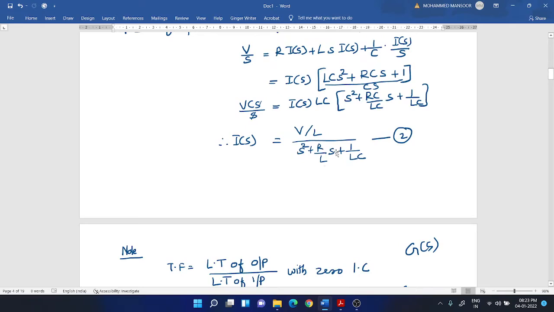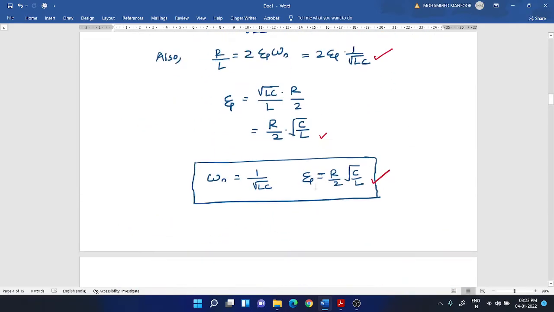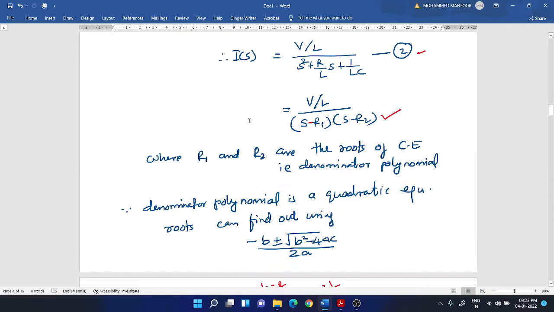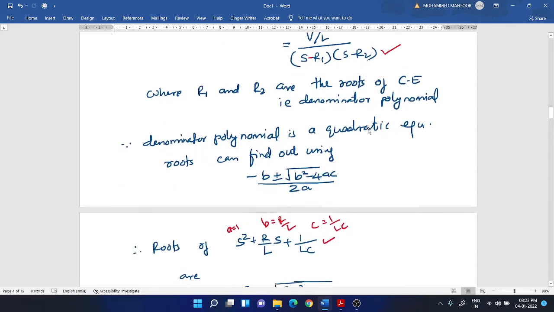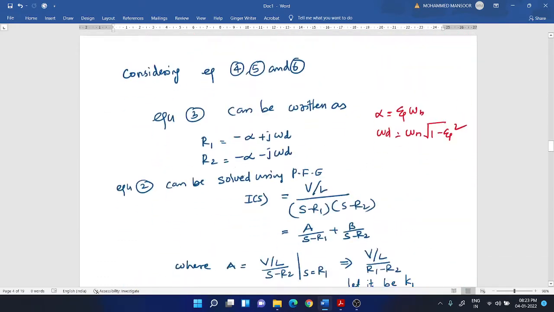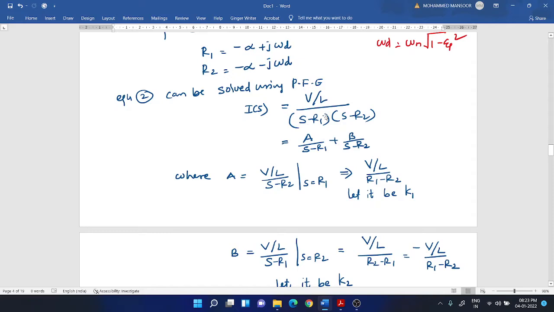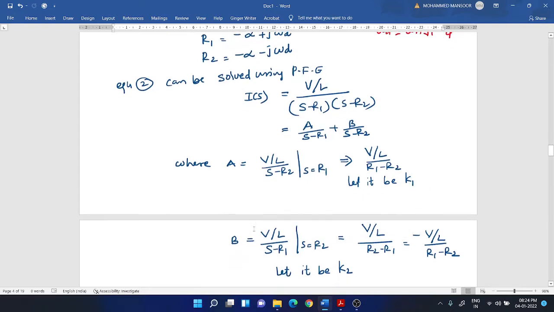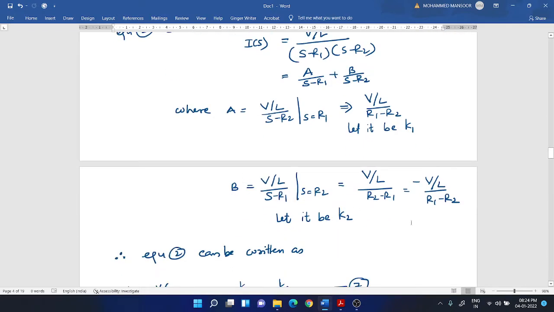Now we know the equation for I of s is V by L divided by S square plus R by L into S plus 1 by LC, that we can solve in this way, that is written as V by L divided by (S minus R1) into (S minus R2). Now what we can do is use partial fraction expansion. This becomes A divided by S minus R1 plus B divided by S minus R2. A can be obtained in this way, that is already discussed in class, and let's take that constant as K1, and B can be found out in this way, let that constant be taken as K2.